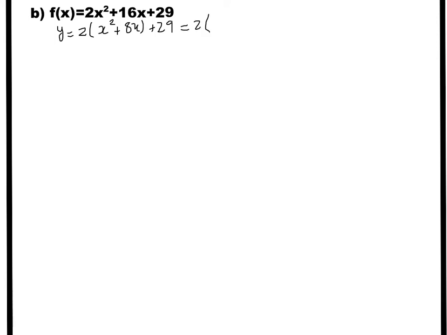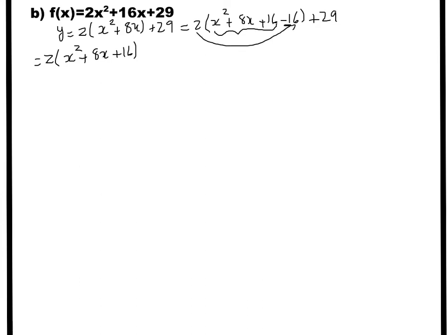now I'm going to divide 8 by 2, which is 4, square it and add and subtract. So I'm going to say x squared plus 8x plus 16 minus 16. Remember, 8 divided by 2 is 4, and then squared is 16. Add and subtract, and then plus 29. Now I take these three terms and package them together. So I'm going to write this as 2 times x squared plus 8x plus 16, close bracket. Now I'm going to multiply 2 by negative 16, which is negative 32, and then plus 29.